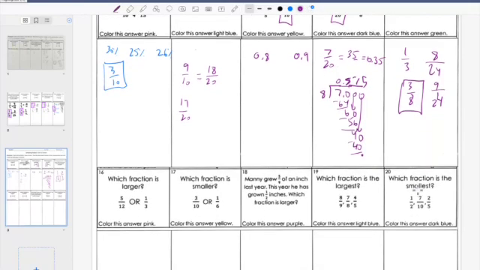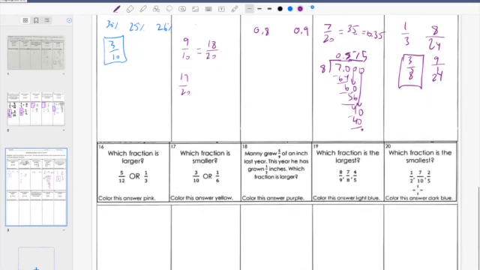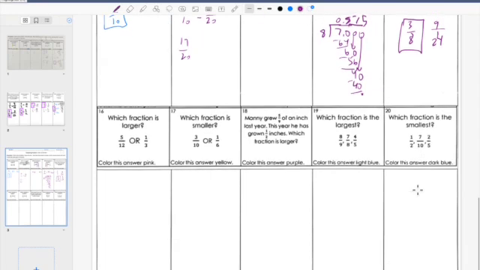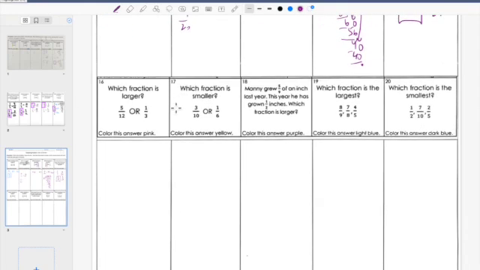Which fraction is larger, 5/12 or 1/3? Again, we want to, well, if you know that 4 out of 12 is 1/3, and 5 out of 12 is a little bit larger.